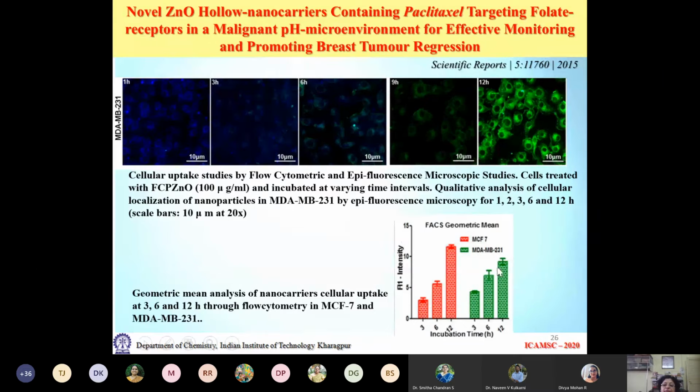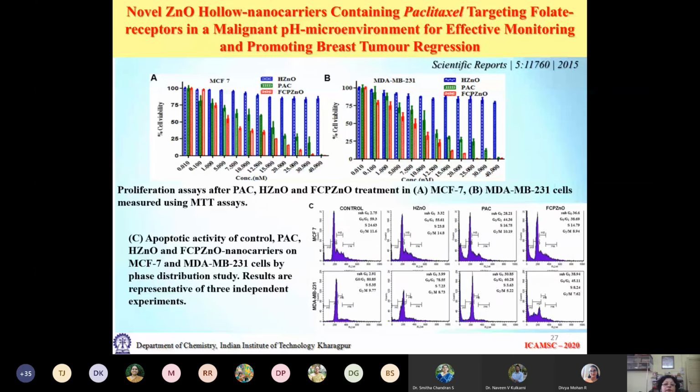You can make out here with time how it is increasing, and it is affecting the cells. Similarly, proliferation studies can be done, and you can see how the two cell lines respond. You see this indicated. One is the acidic form of the carboxylate functionalized zinc oxide. This is only the drug, which is paclitaxel, and the last one is the entrapped drug or enclosed drug or attached drug moiety with the zinc oxide nanocarrier.